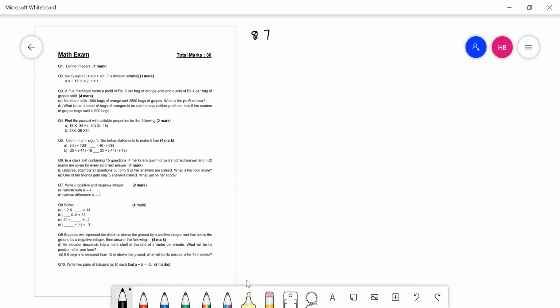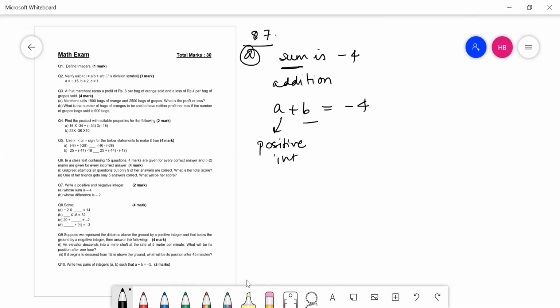Question number 7 says: write a positive and a negative integer whose, in part A, sum is -4. So what is sum? Sum means addition, in case you don't know. So I have to find a plus b equals -4. One is a positive integer and the other is a negative number. You have to add one positive number and one negative number such that the answer is -4, right?